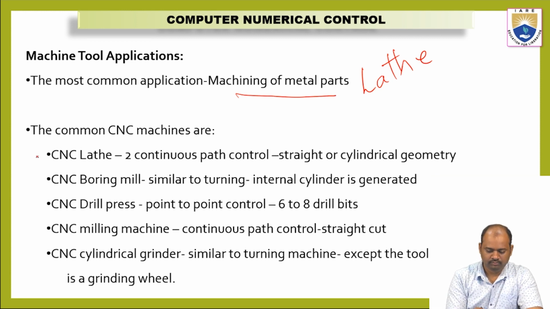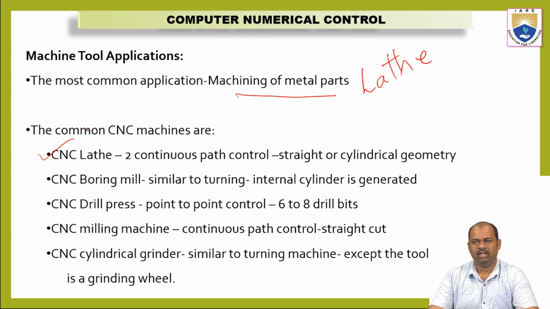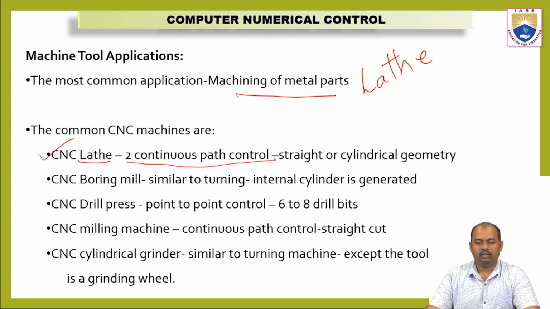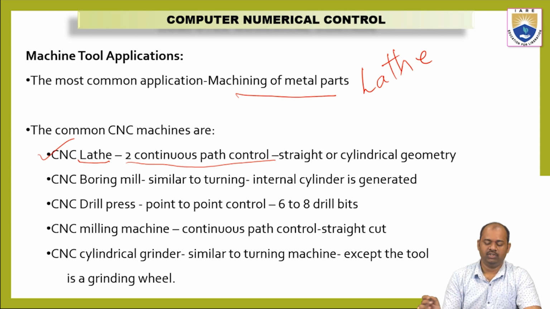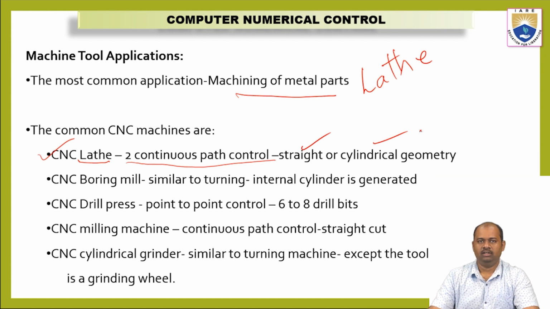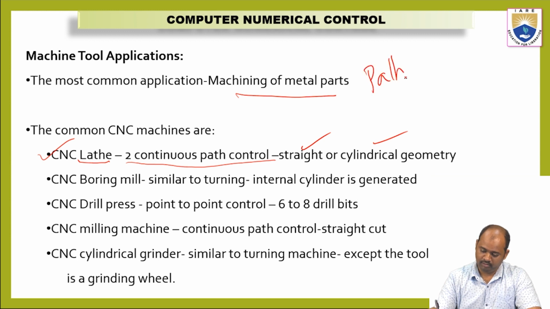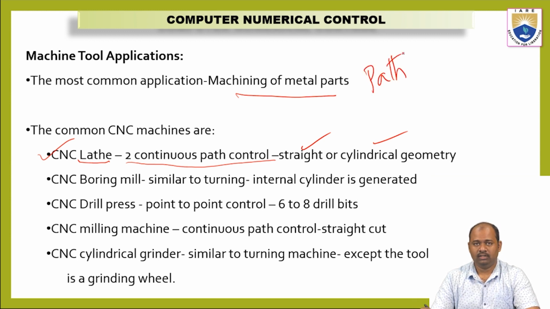Now, the common CNC machines: there are different types of machines which use CNC technology. The first one is the CNC lathe machine. Here, two continuous path controls should be done. There are two continuous path controls in a CNC lathe machine. Both straight and cylindrical geometries can be turned on a CNC lathe machine. Okay, we will see what continuous path control is. I will write here path. We have to see this in detail.